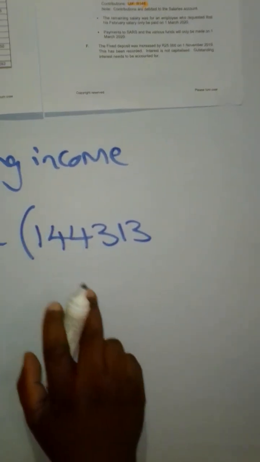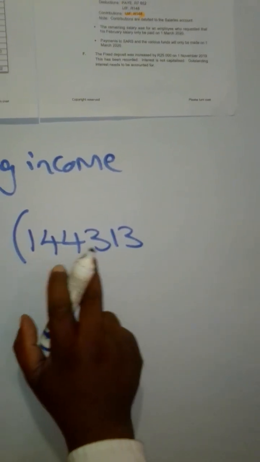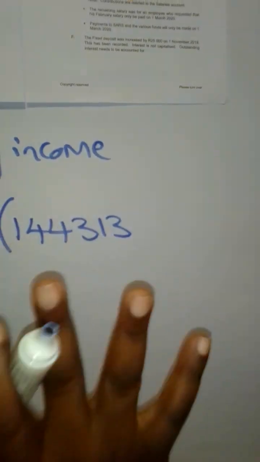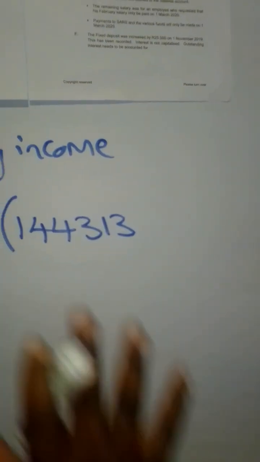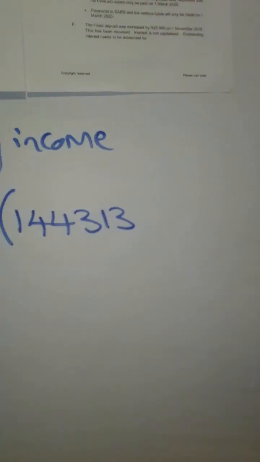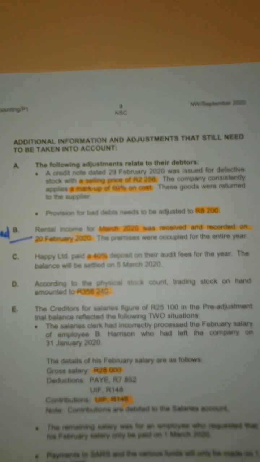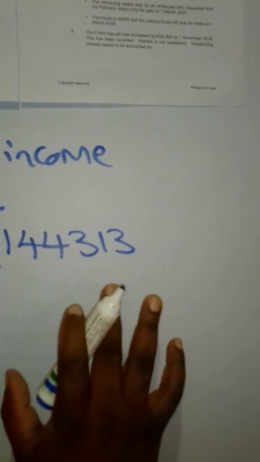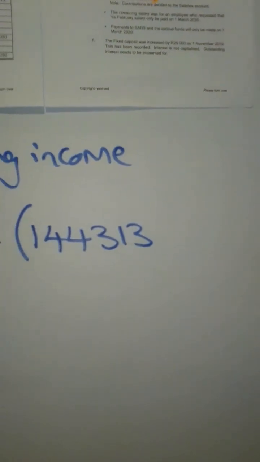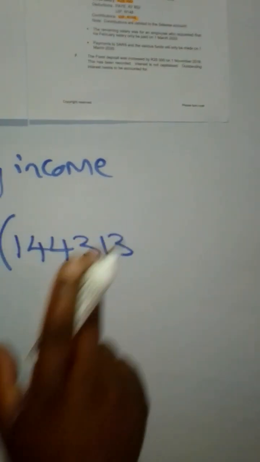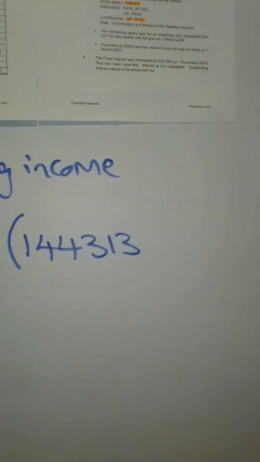So in other words, this 144,313 is not an amount for 12 months. It's actually an amount for 13 months, because it is up to March 2020. But it was supposed to end on 29 February. So 144,313 is for 13 months. The first thing we need to do is find out how much is the money for 1 month, and then we can subtract it from the rent income.